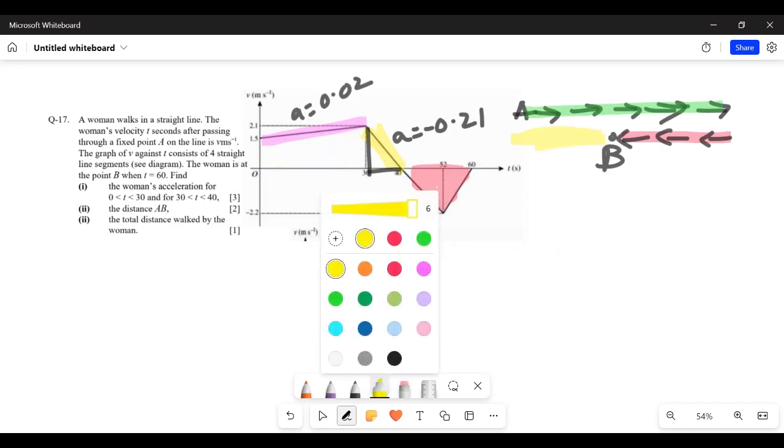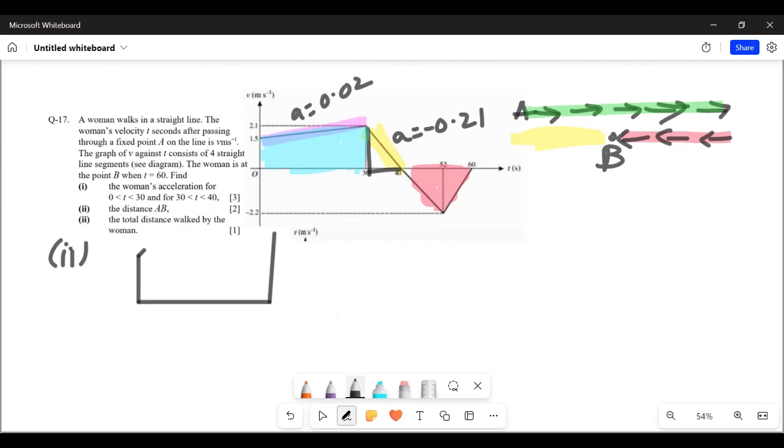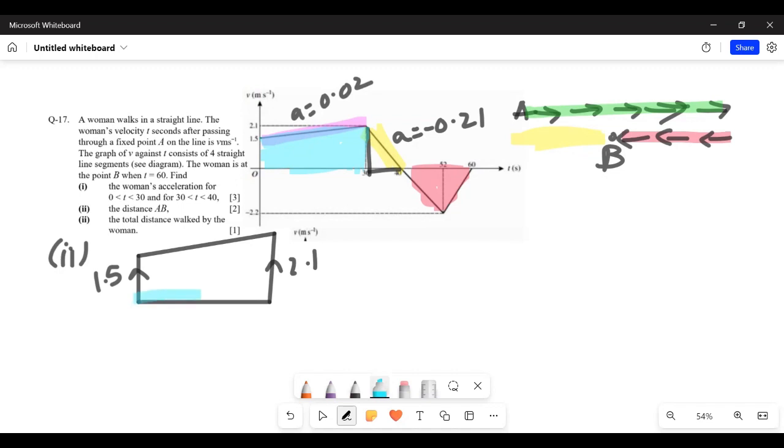Trapezium is this one: half times height times sum of parallel sides. So these are the two parallel sides. The lengths are 1.5 and the other length is 2.1. And the height is the length that connects the two parallel sides. So this length, which is 30.